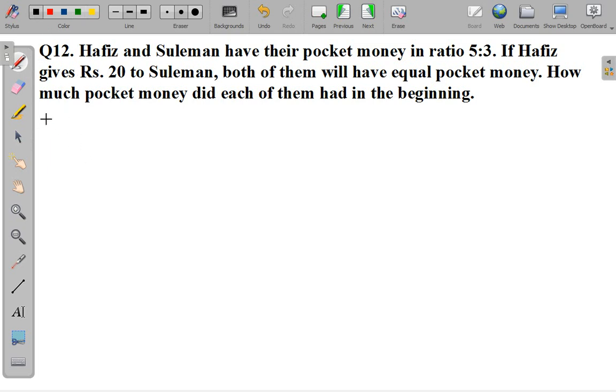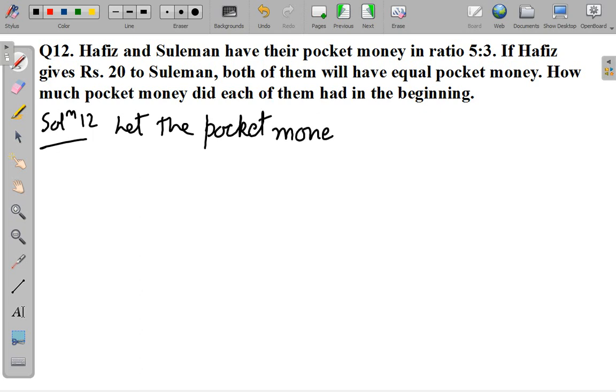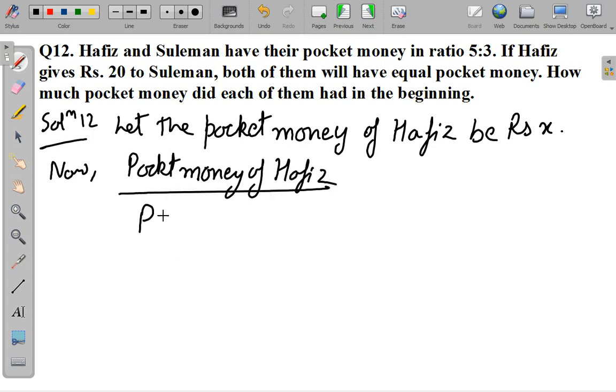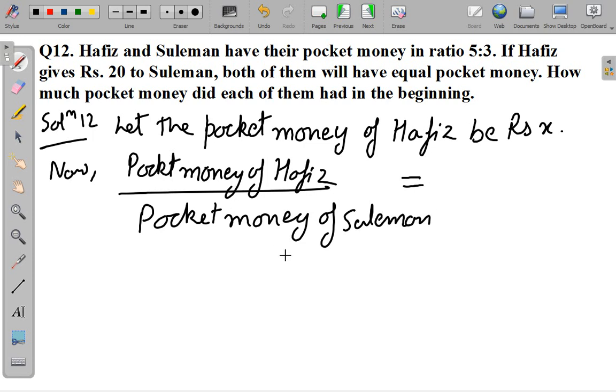Once again, let the pocket money of Hafiz be rupees X. Now we are given that the ratio of the pocket money of Hafiz upon the pocket money of Suleiman is 5:3.